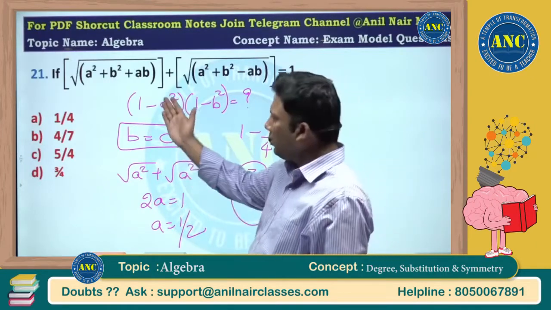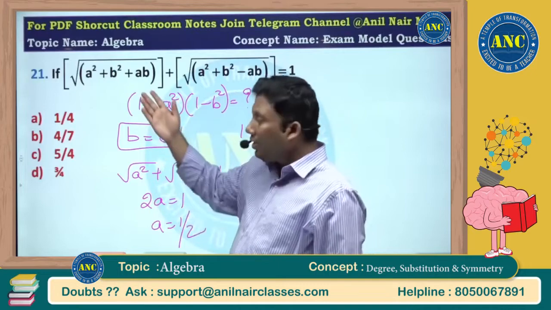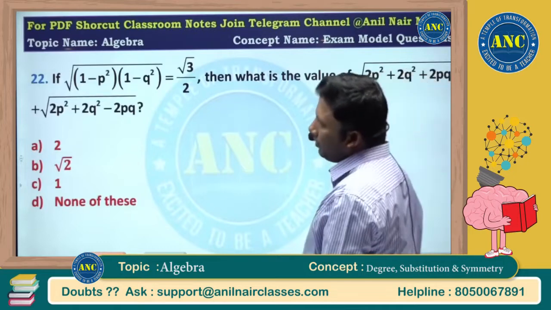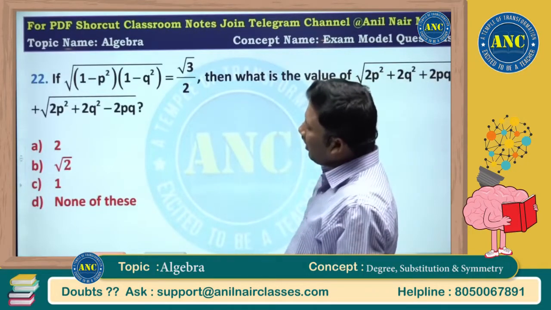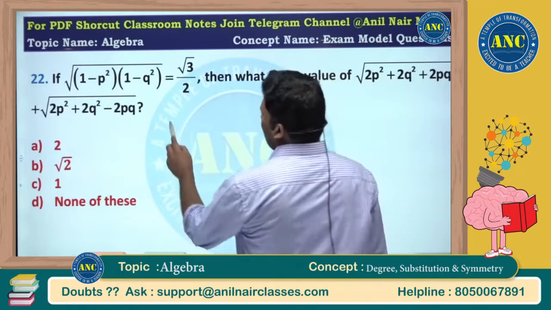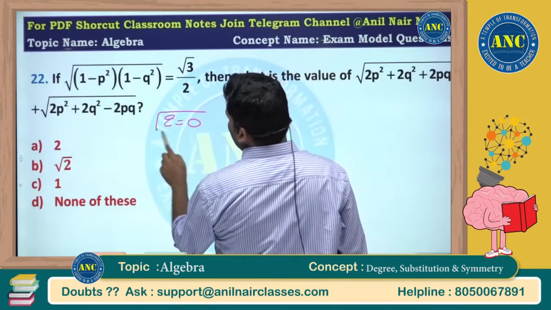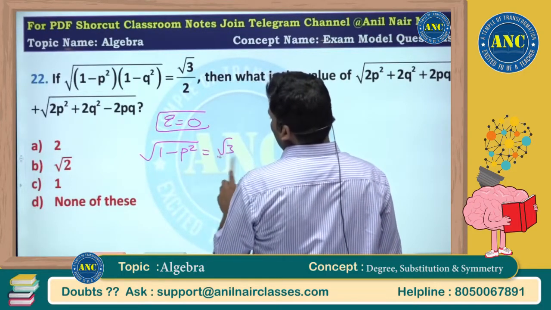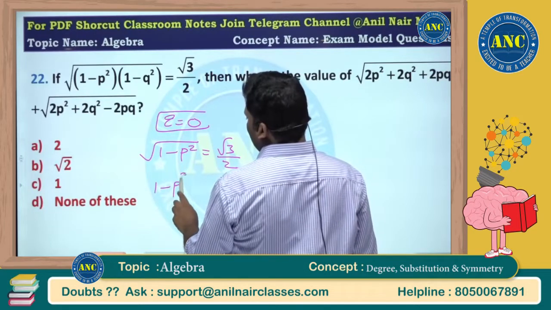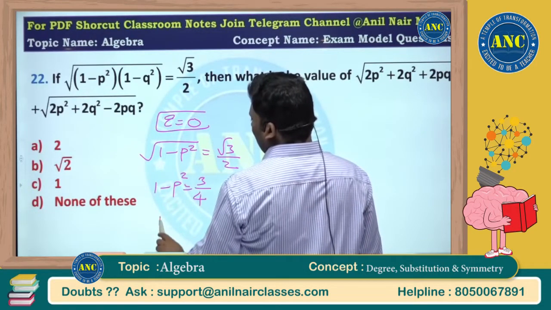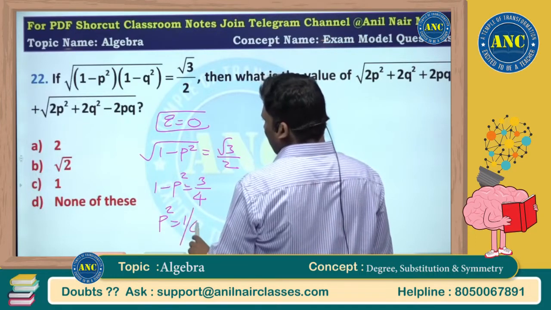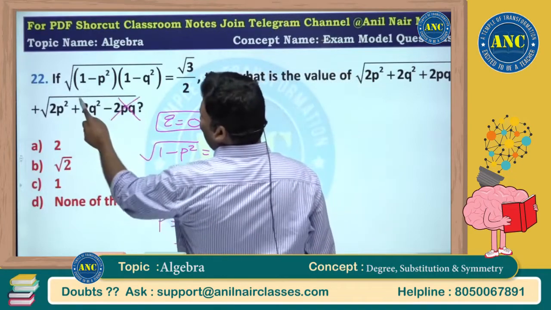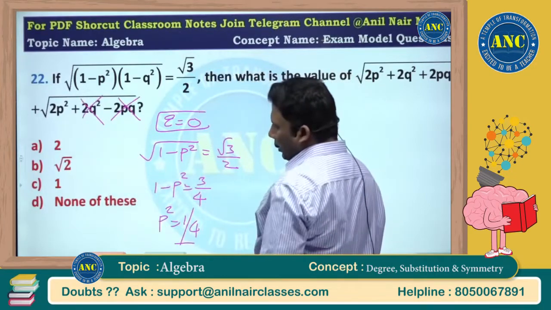Make one variable 0. Sir, can we make one variable 0? Definitely yes, because they are there in the numerator. Same approach: root of 1 minus p square into 1 minus q square. Make q value 0. If I make q value 0, root of 1 minus p square equivalent to root 3 by 2. 1 minus p square equivalent to 3 by 4, p square equivalent to 1 by 4. So q value 0, it is out.